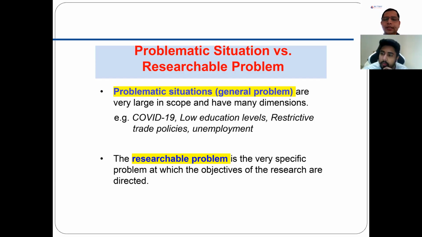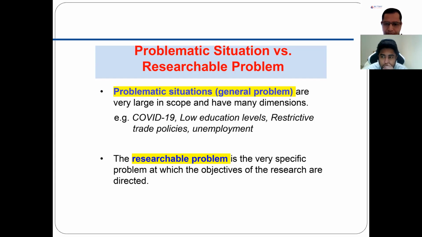But if you call it unemployment rate increasing in the Kuala Lumpur retail sector, that is very specific. Do you understand what I'm saying? Yeah. So when you mention a specific place and also a specific problem, that is a problem that can be researched. But a general statement like low education level or restrictive trade policy is very general. These are problematic situations. This situation is not very specific. Therefore, you cannot undertake any research.